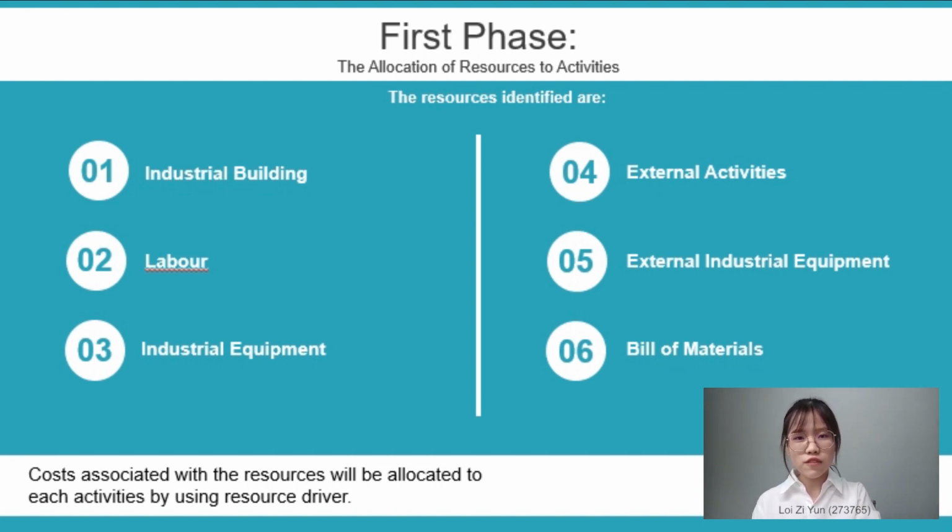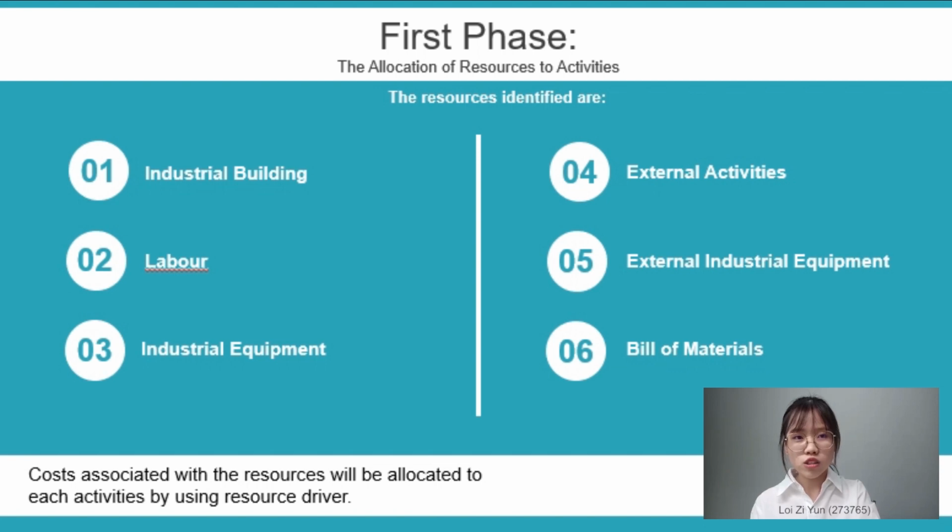Then, we need to identify the resources that are consumed in each activity. After identification, we found that there are 6 resources, which are industrial building, labor, industrial equipment, external activity, external industrial equipment, and also bill of materials. However, bill of materials will not be discussed in the first phase.